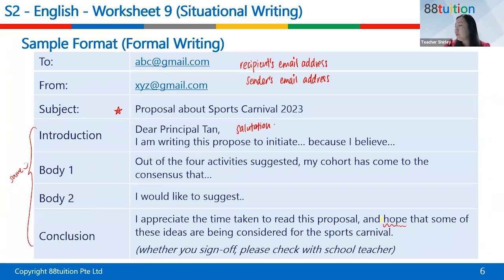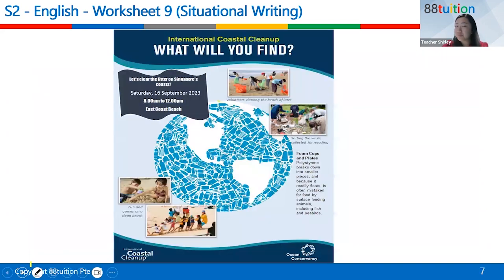And of course, for the conclusion, he says that he appreciates, and he expresses his hope. Yeah, so like I said, for conclusion, you can say I hope, I wish, or I would like to summarize. So in this case, his conclusion is that he hoped that some of these ideas will be considered for the sports carnival.